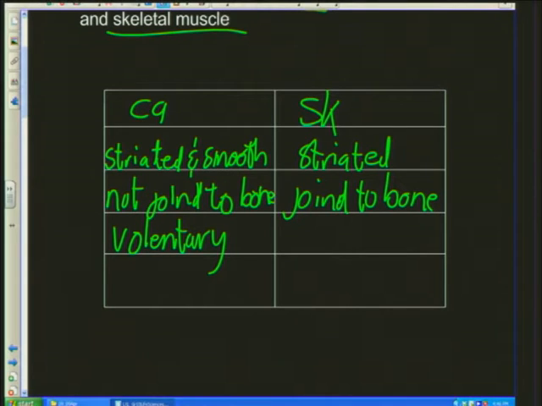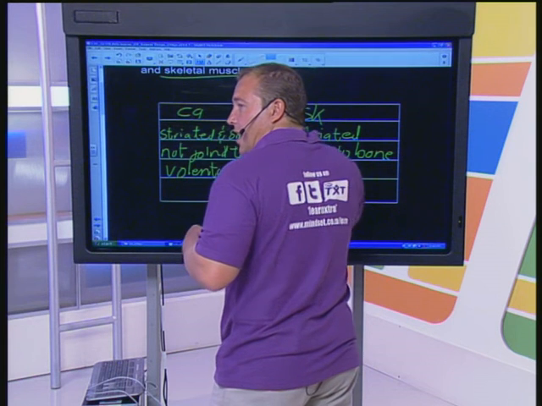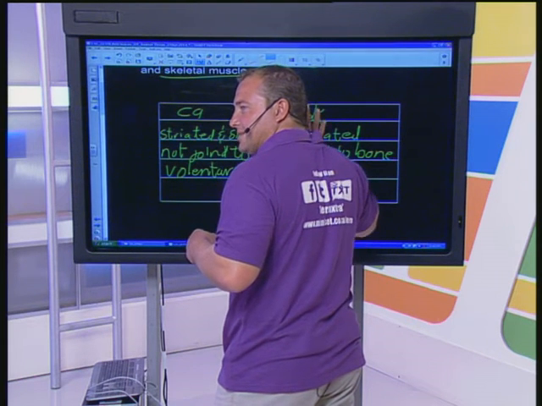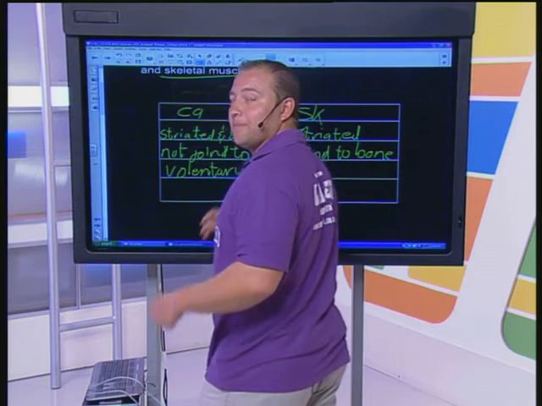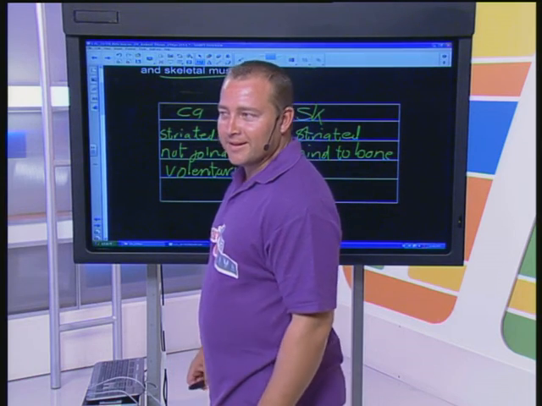And this is voluntary, not voluntary. Am I right, Looney? Cardiac muscle is voluntary and skeletal muscle is involuntary. You're right. No? Cardiac muscle is voluntary. You must not do this. No, I must do this.